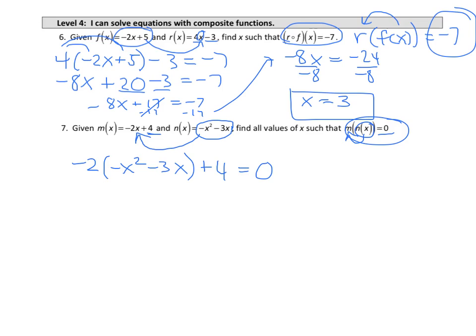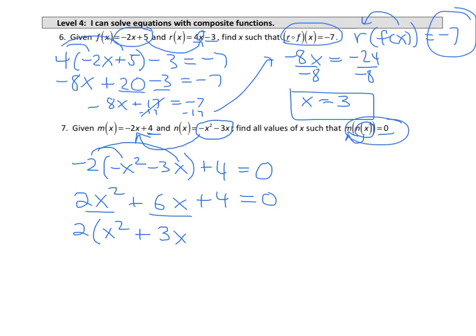So first I simplify. I'm going to distribute -2, and we get 2x squared plus 6x plus 4 equals 0. And this is a quadratic equation. To solve a quadratic equation that has an x squared and an x and a regular number, we would solve this by factoring. So first I'm going to check for a GCF, and it does have a GCF of 2, so I factor out a 2, and 2 times x squared gives me 2x squared, 2 times 3x gives me 6x, and 2 times 2 gives me 4.